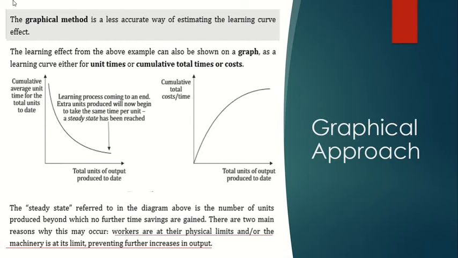So here you can see the learning curve effect from the above example can be shown on a graph as a learning curve either for unit times or cumulative times or cost. So here we can show this graph either on unit time basis or cumulative time basis. Here in the second one you can see it is based on the cumulative time. Here this is cumulative average time.